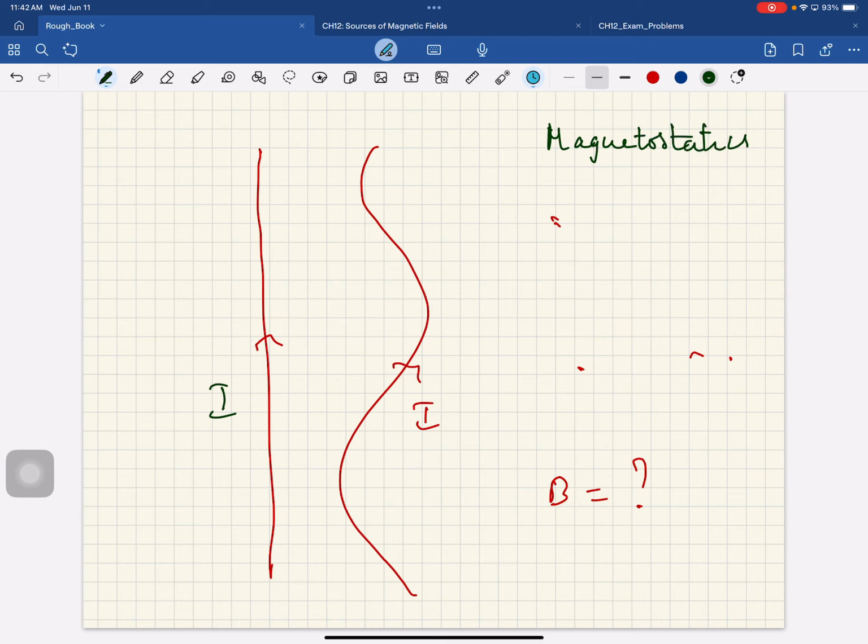So the currents have been flowing for a long time. They're steady, they're not time dependent. The magnetic field here is only spatially dependent. If this became time dependent, this would become time dependent, but we're not going to do that. So we're just talking steady state.